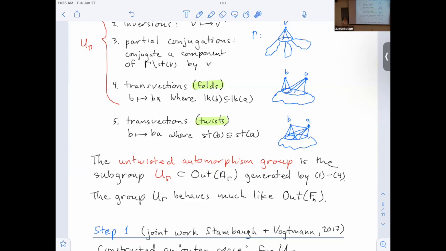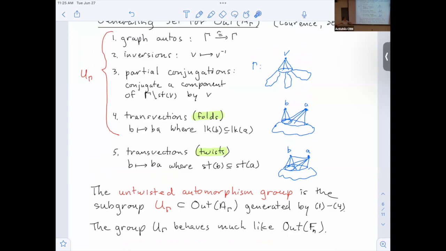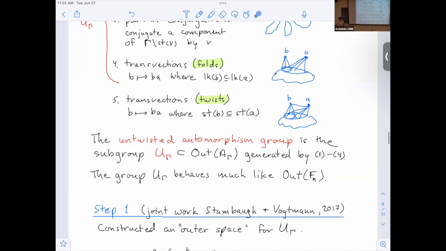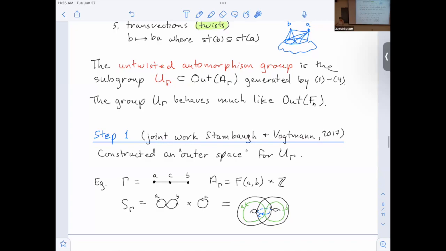All right, so what we did, it turns out that if you don't allow twists and just look at the subgroup generated by 1 through 4, we call that the untwisted automorphism group. And it turns out that this group behaves quite a bit like the outer automorphism group of a free group; most of what you can do with a free group, you can do here. So we started out with the case of ignoring the twists. This was done back in 2017. It was joint work with Karen Vogtmann and a student of mine, Nate Stambaugh, and we built an outer space for the untwisted automorphisms, not allowing twists at all.